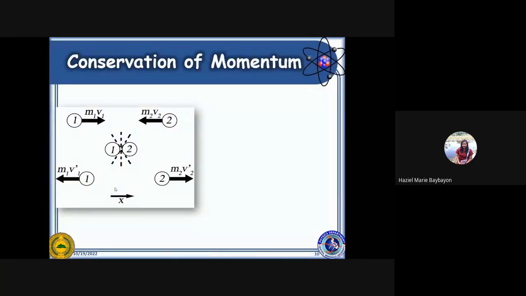So, the conservation of momentum. Now, take note of this. In all types of collision, the momentum is conserved. In your laboratory, you have learned that there are two major types of collision: the elastic collision and the inelastic collision. And under the inelastic collision, we have the perfectly inelastic collision. In all those types of collision, the momentum is conserved. So what does it mean when the momentum is conserved?